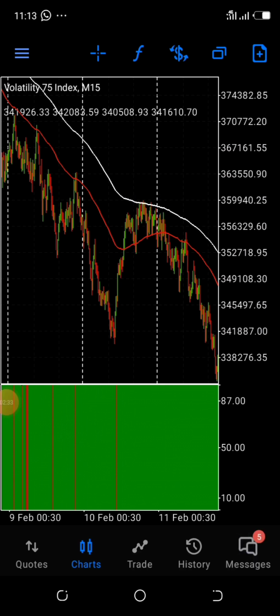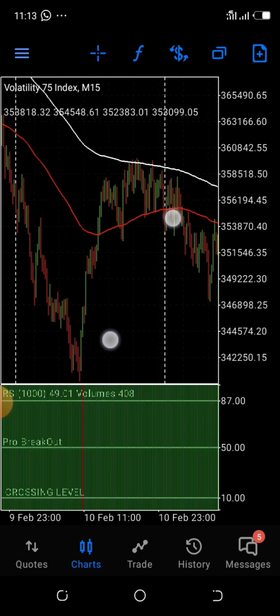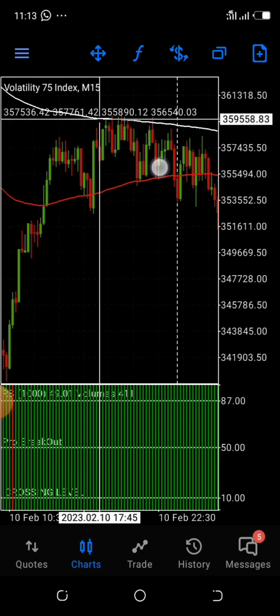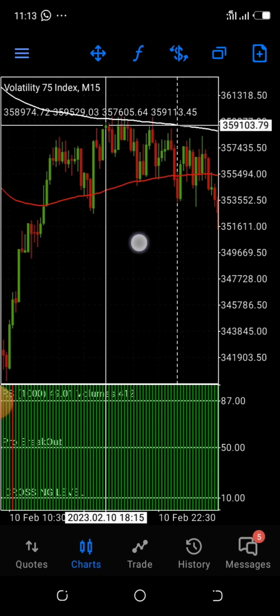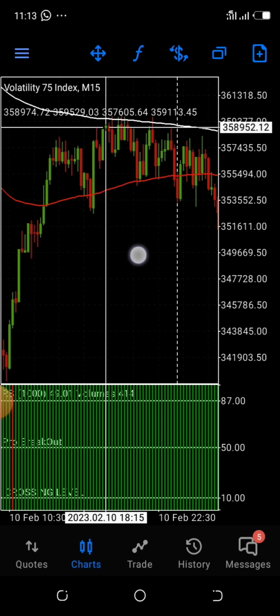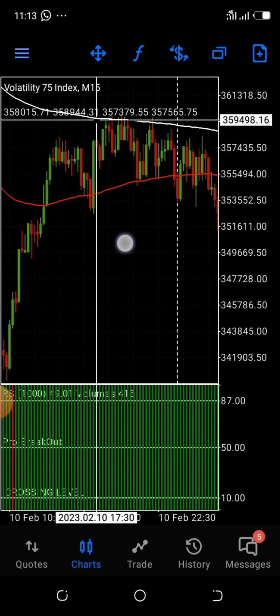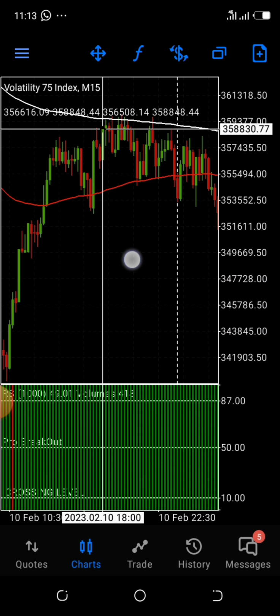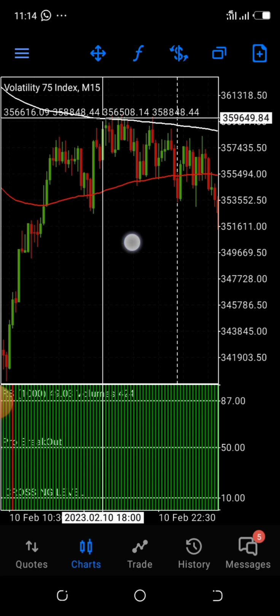Now just imagine that you saw this trade when it happens, and then you enter here. Immediately it touches this candle, this green one. You can see that this green one is the one that actually touched this white moving average. Then by the time this candle is closing, you place your sell here. That's on 358830. Look at your right and look at the price, 358830.77. You place your sell entry, and then your stop loss should just be a little bit above.